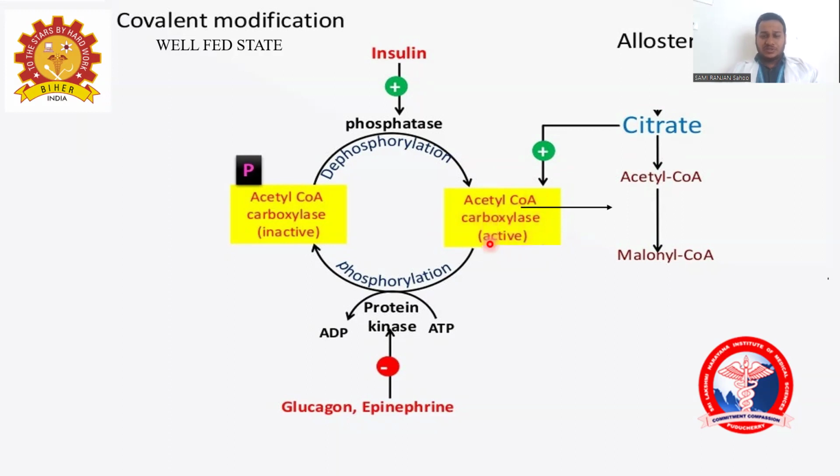Okay, if acetyl-CoA carboxylase goes for phosphorylation, that means adding of phosphate. Dephosphorylation means removal of phosphate. So the active form becomes the inactive form by adding of phosphate, which is called phosphorylation. ATP will donate one phosphate and become ADP, and this phosphate will combine with acetyl-CoA carboxylase to form the inactive form. This inhibition will take place by glucagon and epinephrine with the protein kinase enzyme. This is all clear. Let's revise once again.